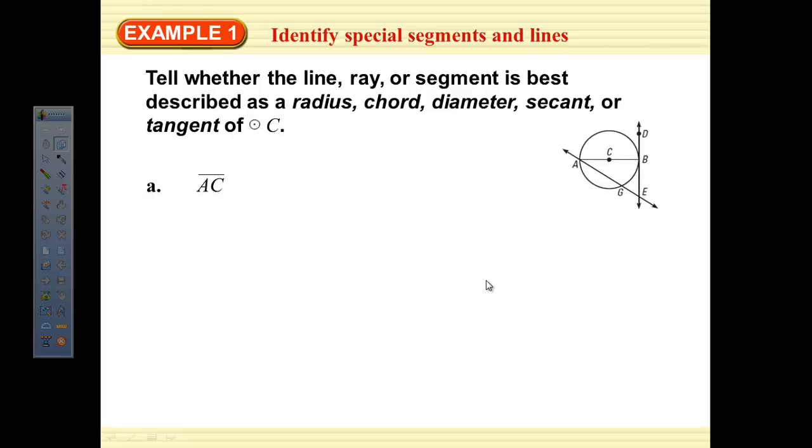In this first set of examples, all we're going to do is be identifying different parts in a circle, special segments and lines connected to circles. So make sure you have those definitions down.